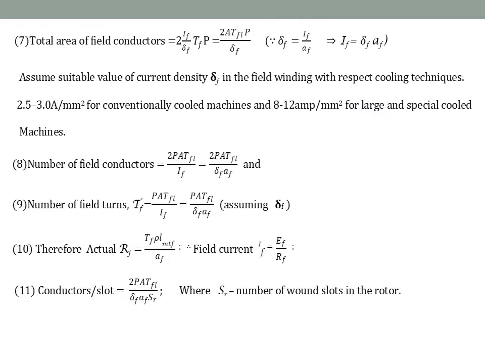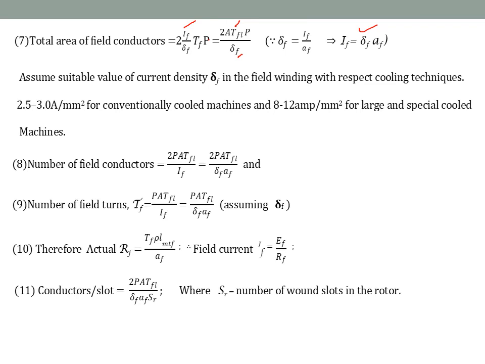Now coming to the total area of field conductors. Here, AF, I have substituted IF by delta F. So 2 ATFL, this is IF into TF, is ATFL into P divided by delta F. Since delta F is equal to IF by AF, that I have substituted, this implies IF is equal to delta F into AF.